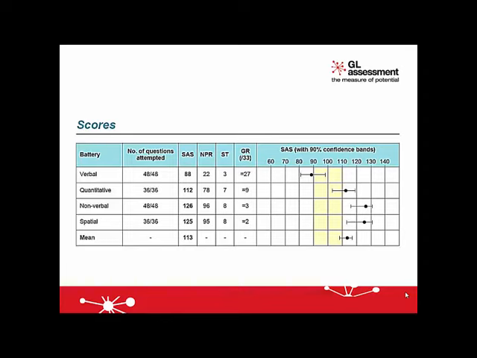This slide illustrates that last point. It is an individual pupil's report, and you can see that in this case the mean standard age score of 113 masks the fact that although the spatial and non-verbal scores are high, the verbal score in particular is much lower. So do look at the score for each battery.